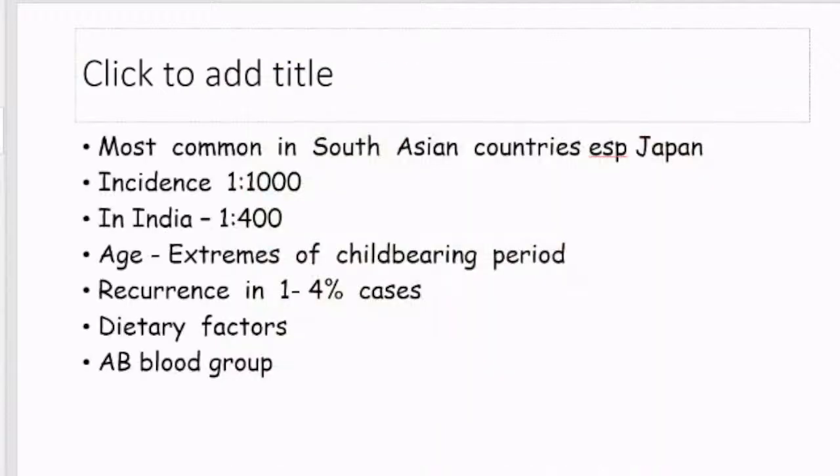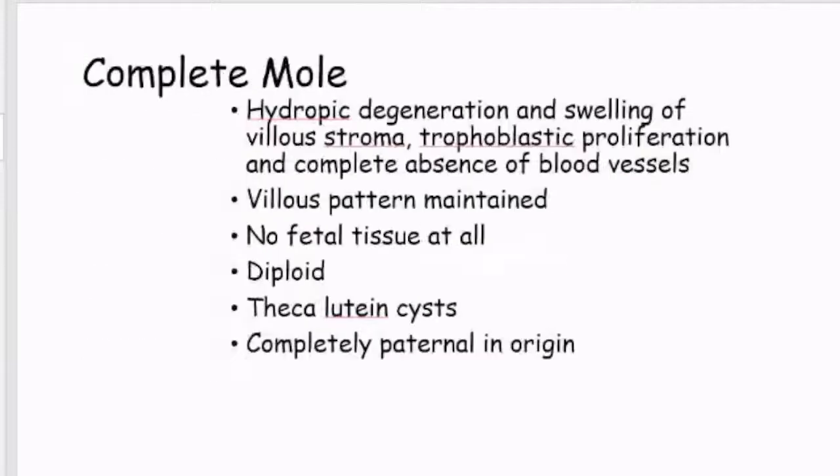Recurrence is seen in 1 to 4%. So if a lady has a vesicular mole in this pregnancy, you have to do an early scan and rule out recurrence, because in around 1 to 4% of cases she can have a recurrence. And if she has had 3 moles, that's a very high rate of recurrence, almost 100%, right? It's seen at the extremes of childbearing age: if a very young lady or a woman more than 40, the chances of having a mole are higher.